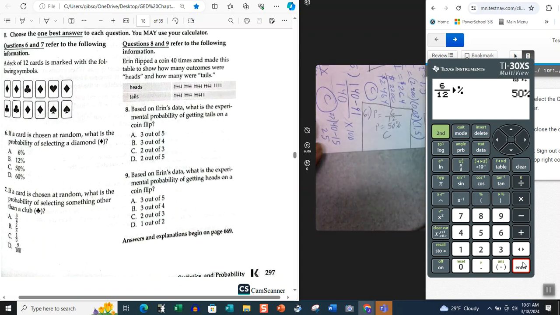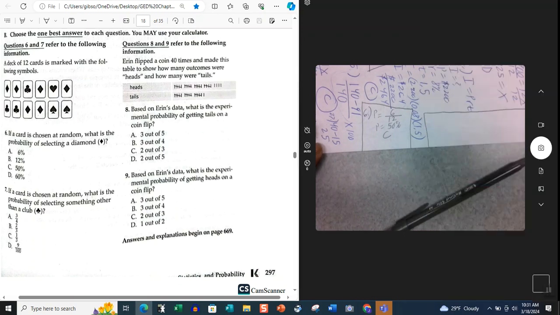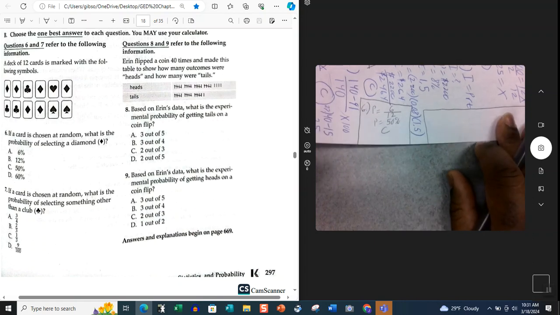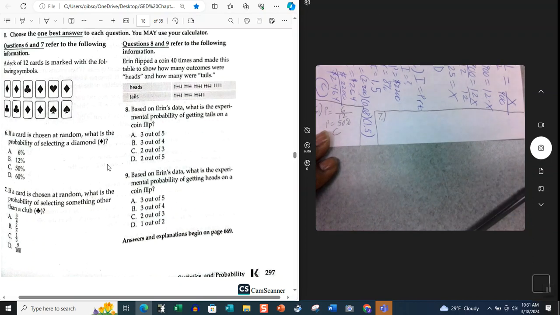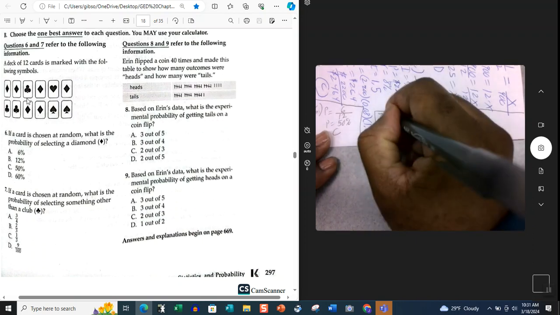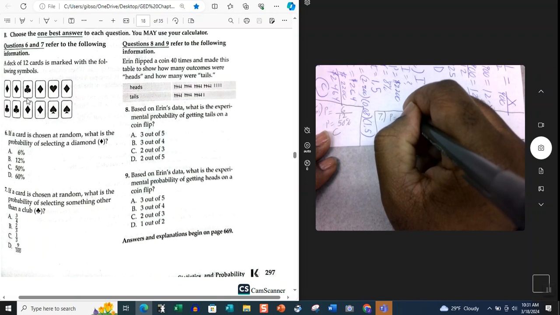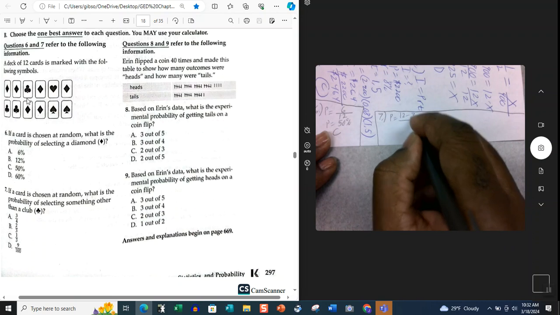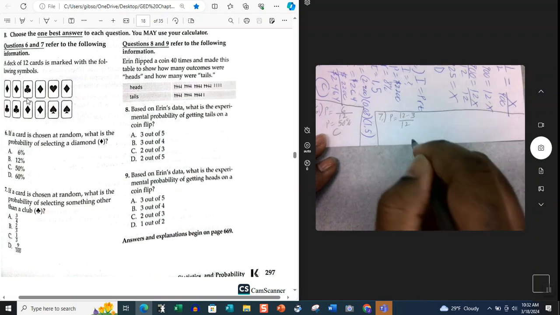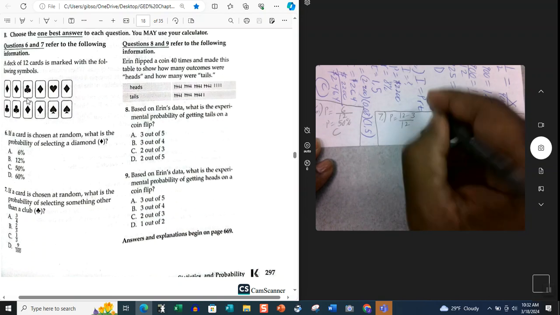So that's number 6. Number 7, it says, if a card is chosen at random, what is the probability of selecting something other than a club? So basically, they want the probability of everything but a club. So with number 7, let's see, how many clubs we had? We had 3 clubs. So the probability of the favorable outcome would be 12 minus 3, because we're subtracting out the amount of clubs out of 12, as we know it's 12 possible selections here.